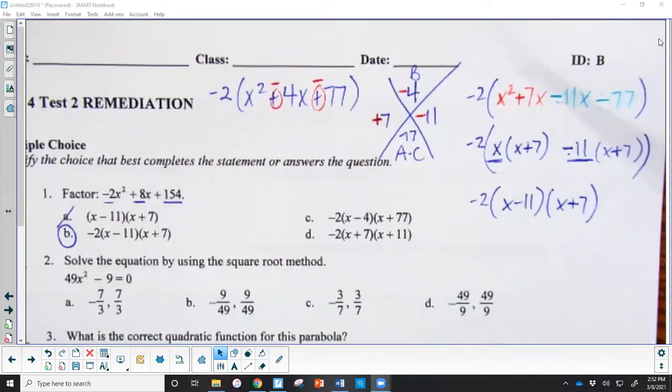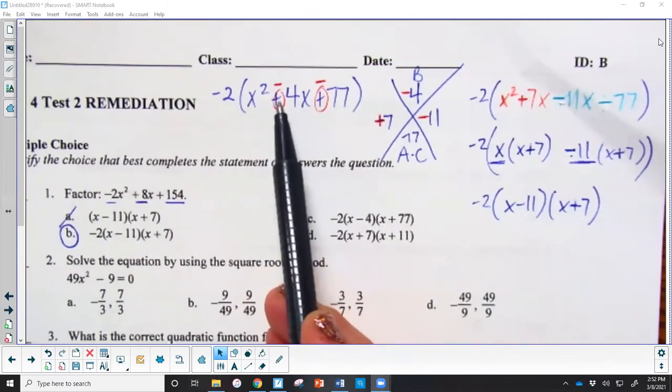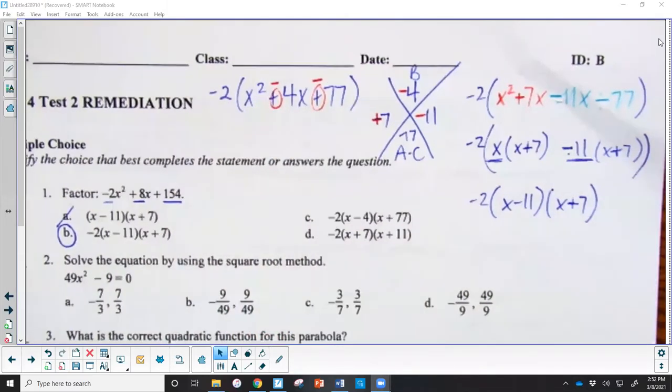All right, that's probably where you went wrong on your test. So it's very important that when you factor out a negative, that means that the inside terms also need to be negative as well.